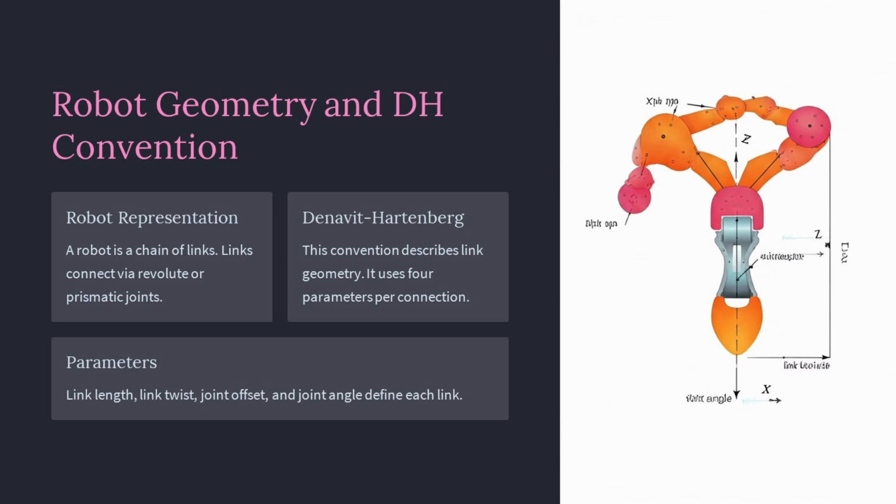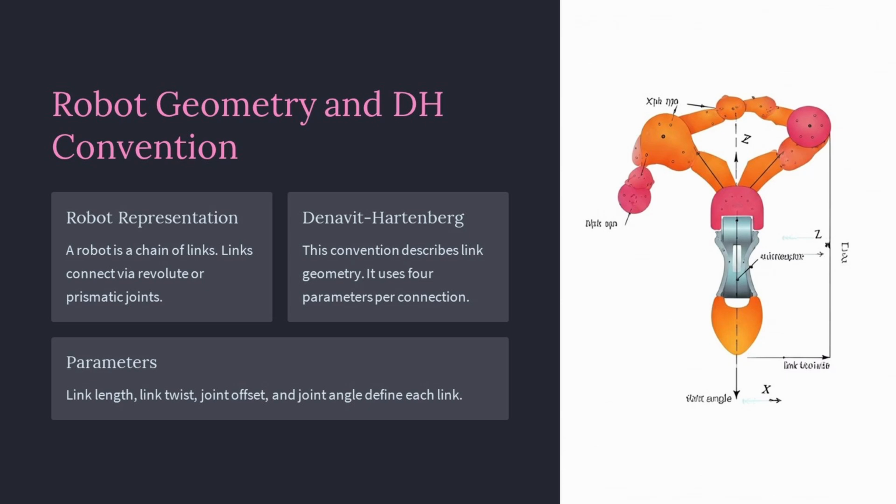Before we dive into the calculations, we need a consistent way to describe the geometry of a robot. We represent a robot as a chain of rigid links connected by joints. Each joint is either revolute, meaning it rotates, or prismatic, meaning it slides. To describe how each link is positioned relative to the previous one, we attach coordinate frames to each link and use what is known as the Denavit-Hartenberg convention.